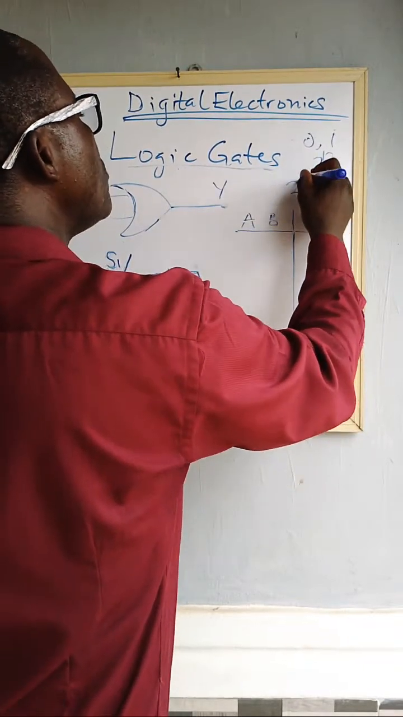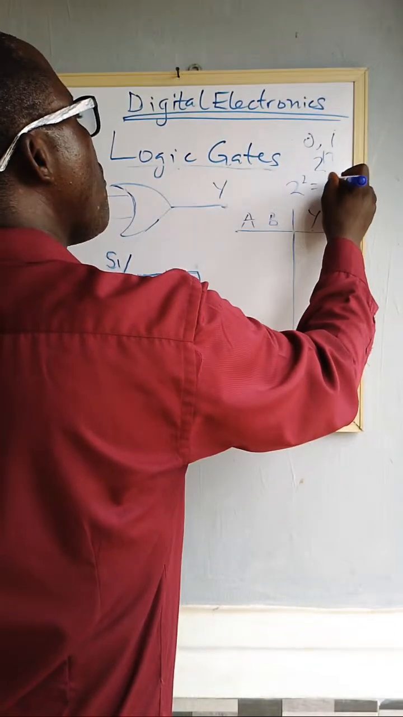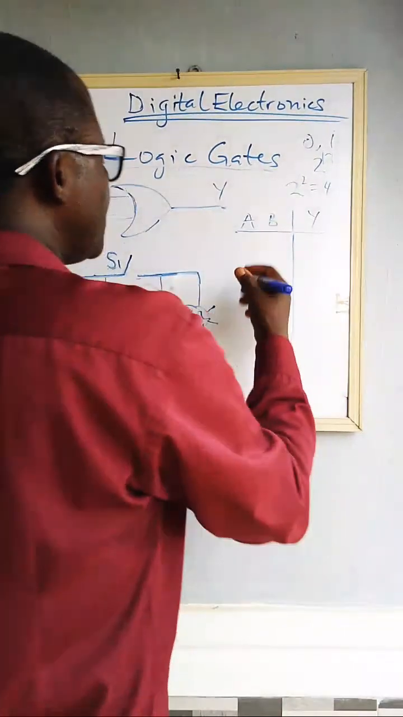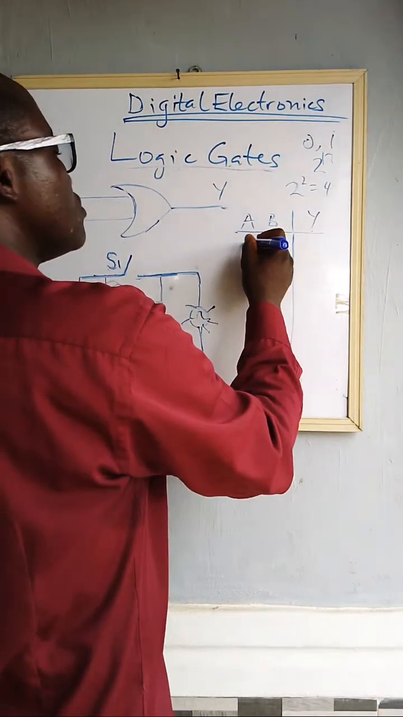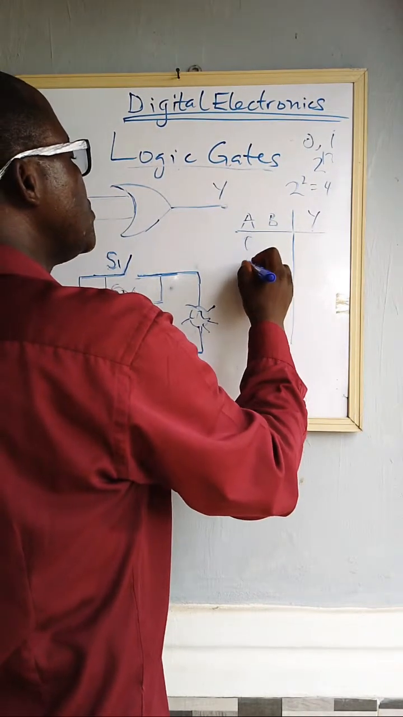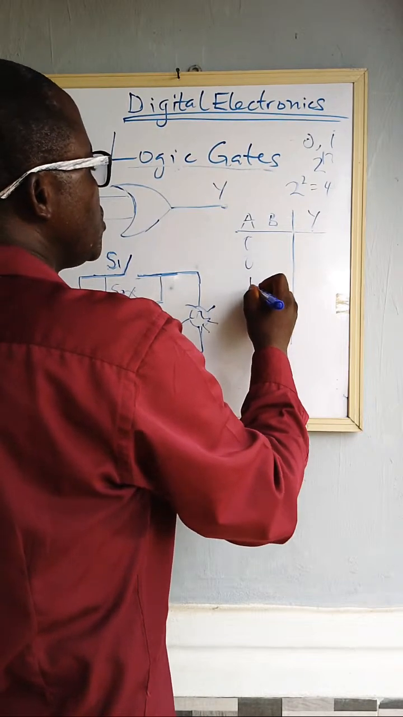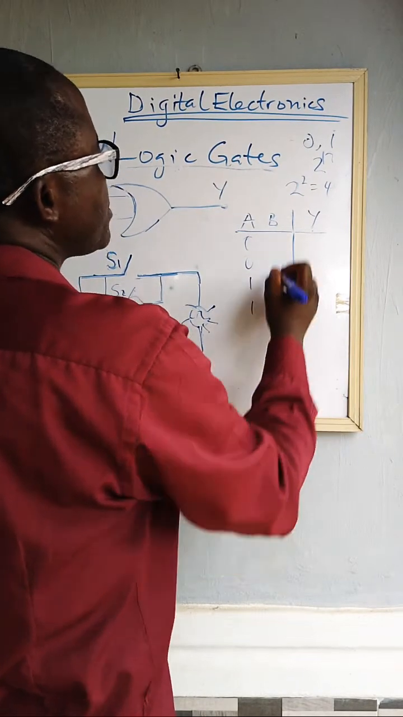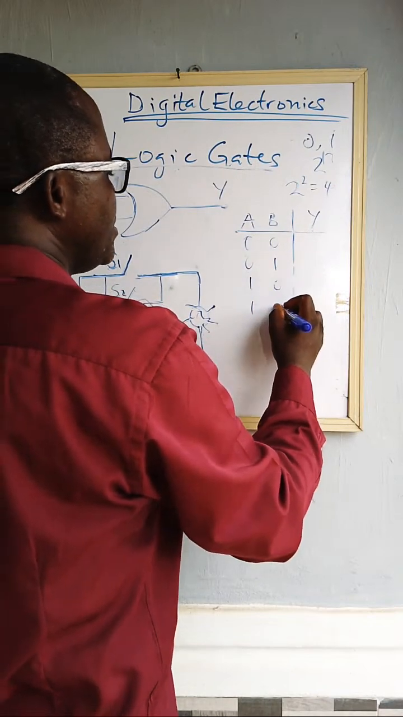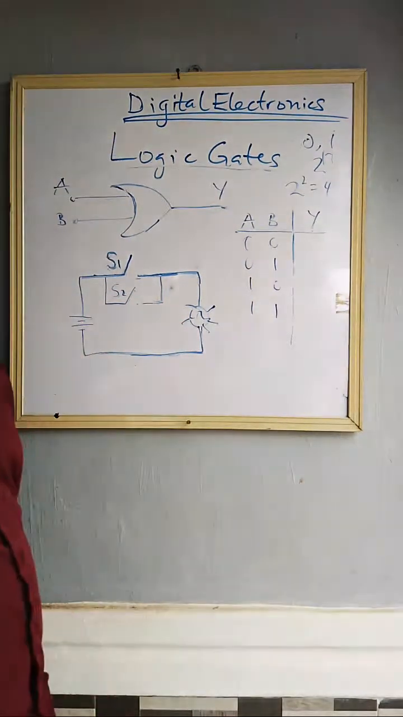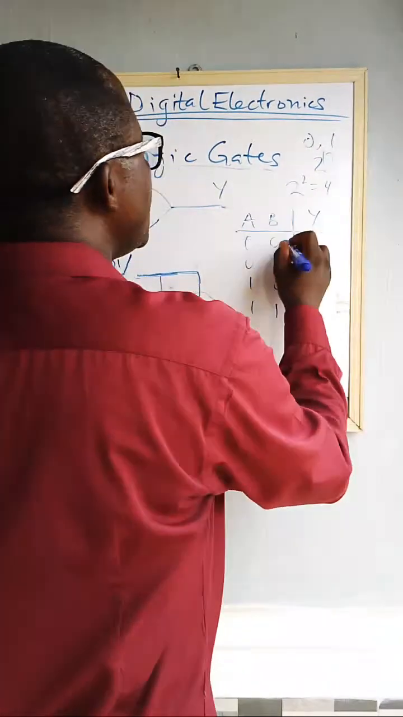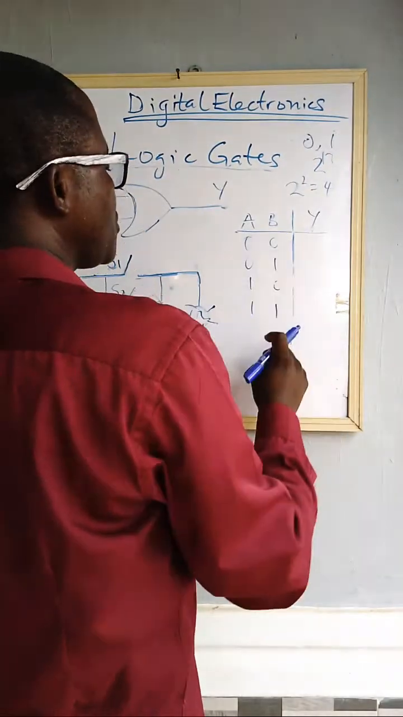So in this case, we have 2 raised to the power 2, and that is 4. So we are going to have 4 possible combinations here. We're now going to write them out in this manner: 0, 0, 1, 1, and 0, 1, 0, 1. All right? So these are the possible combinations.